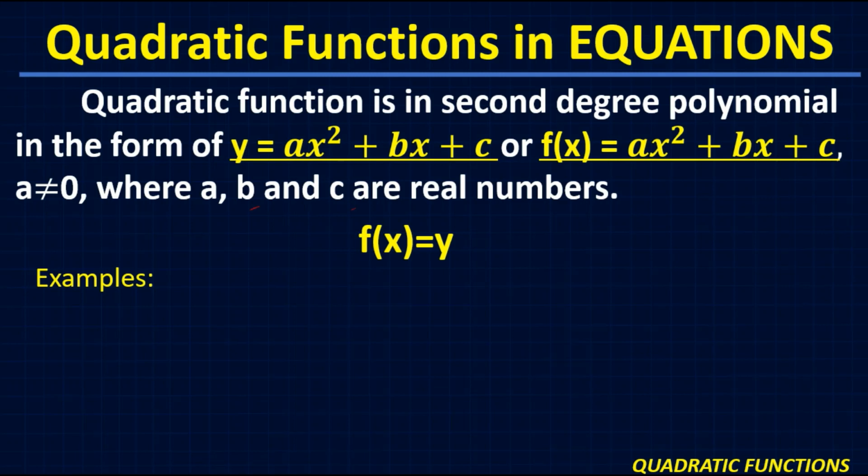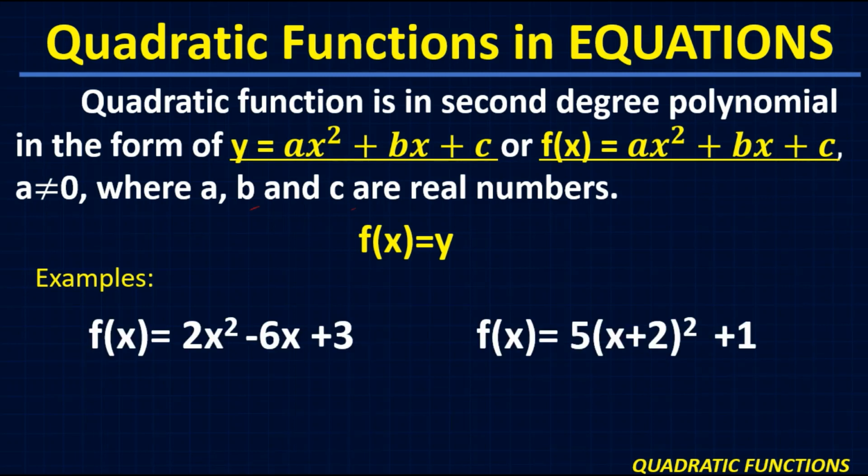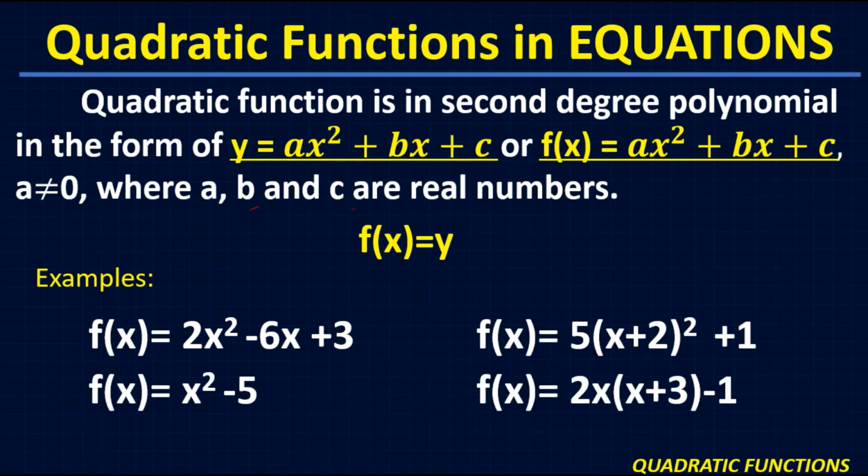Some examples of quadratic functions: we have f of x is equal to 2x squared minus 6x plus 3. We have also f of x is equal to 5 times the quantity of x plus 2 squared plus 1. Another, we have f of x or y is equal to x squared minus 5, and f of x is equal to 2x times the quantity of x plus 3 minus 1. Again, our idea about quadratic functions is that one side of the equation must be f of x or y. It is a second degree polynomial, and a should not be 0.